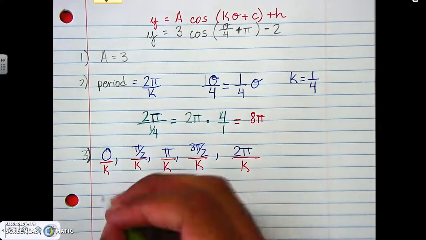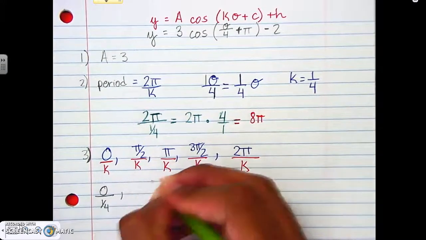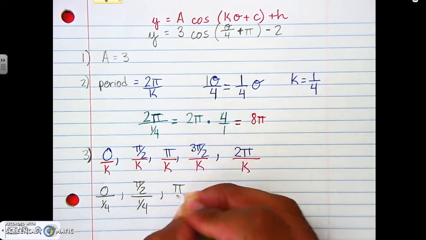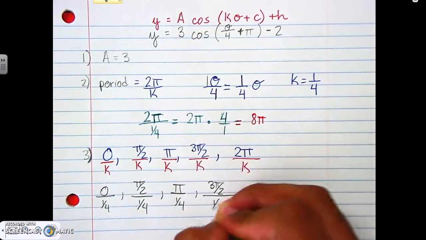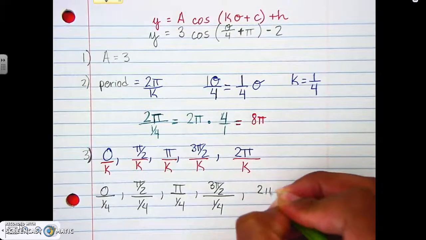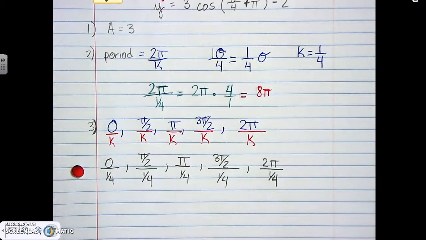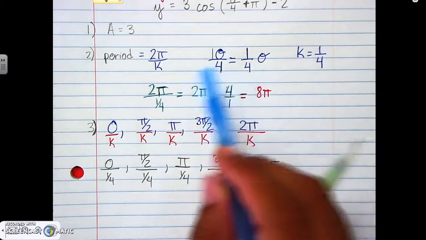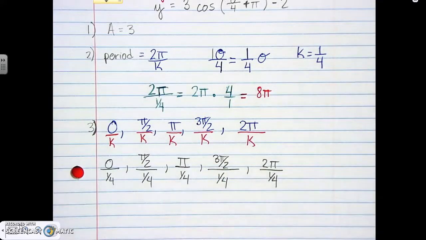So that's going to be 0 divided by 1/4, pi over 2 divided by 1/4, pi divided by 1/4, 3 pi over 2 divided by 1/4, and 2 pi divided by 1/4. And for each one of these, we're doing keep, change, flip. So if we flip our denominator, each one of these is pretty much being multiplied by 4, just like we had for our period. Everything's going to be just multiplied by 4. So let's do that really quickly.